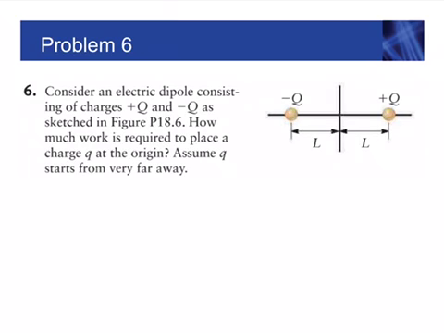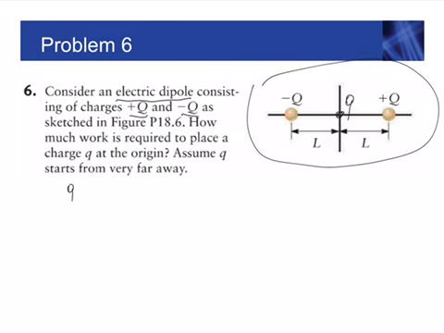Now let's solve problem 6 from a textbook. We're given an electric dipole that consists of charges plus Q and negative Q, as sketched in this figure. And the question is how much work is required to place a charge q at the origin. Assume q starts from very far away. How would we solve this problem? We have to apply the principle of superposition.